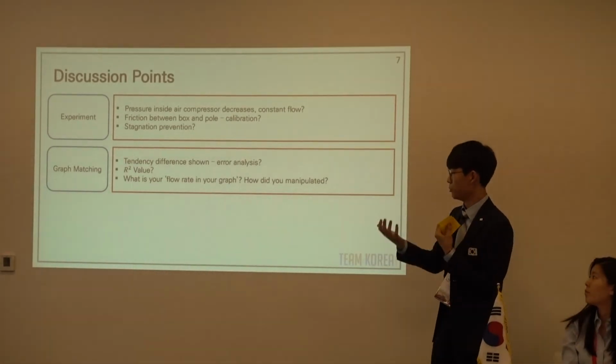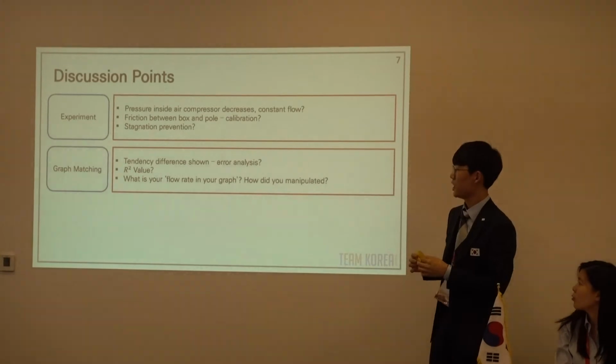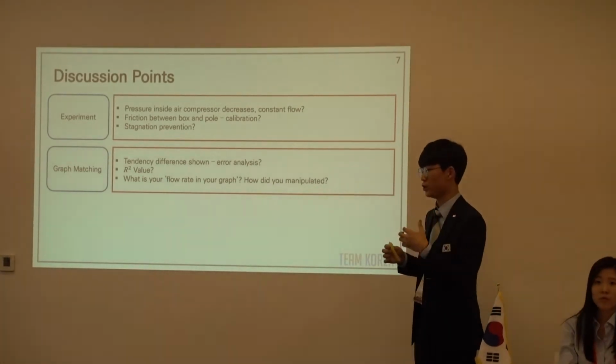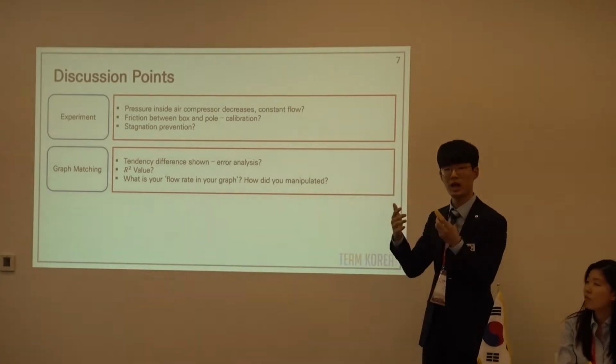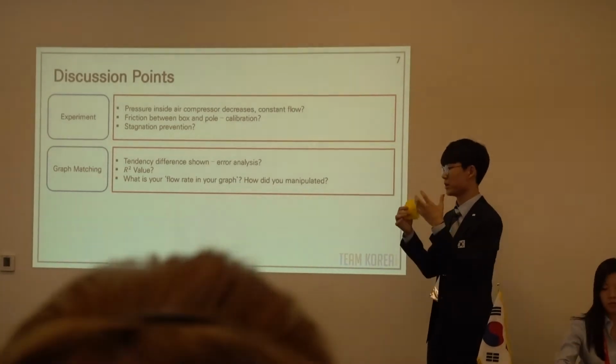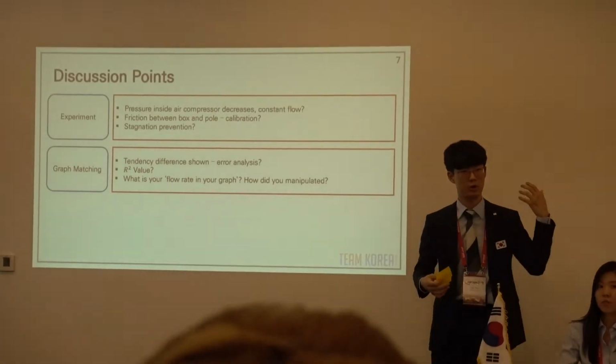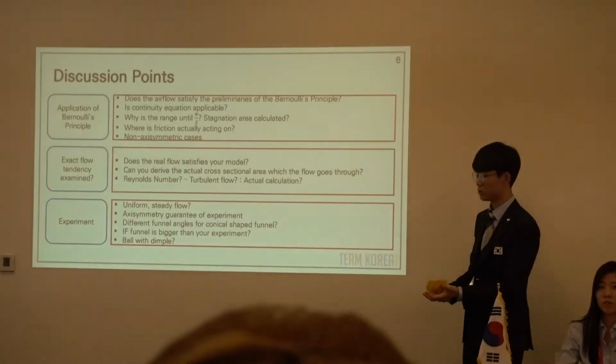And I'd like to move on to the error analysis for that part. And I'd like to discuss the R-square value in the graph. And also, I'd like to elaborate on the clarification of the term flow rate in the experimental graph matching. So I'd like to invite the reporter.